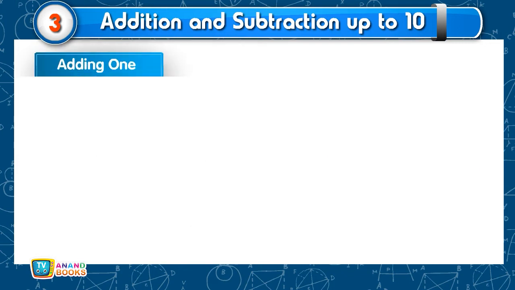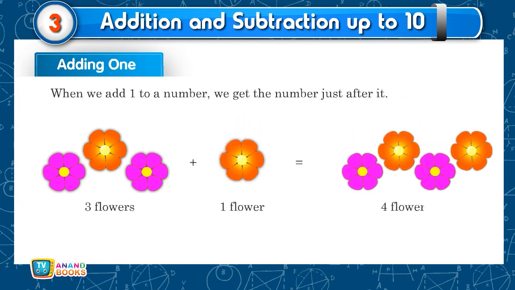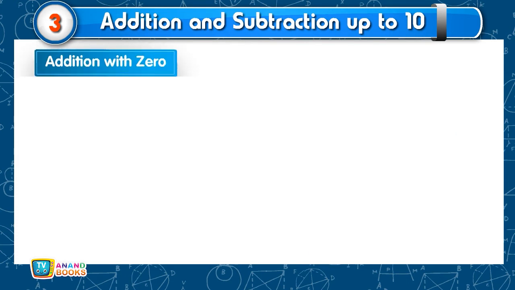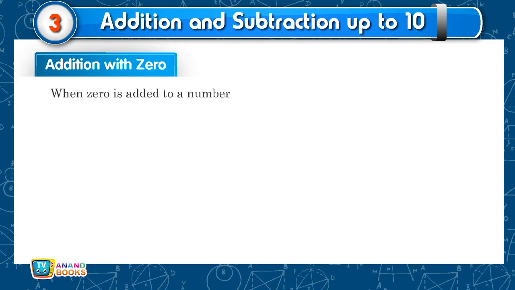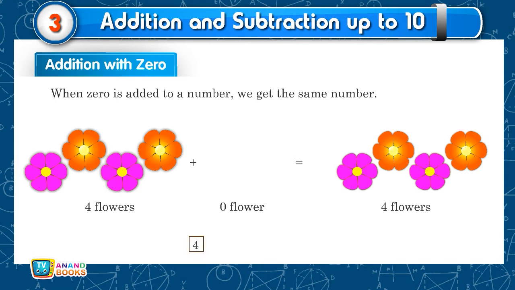Adding 1. When we add 1 to a number, we get the number just after it. 3 flowers plus 1 flower is equal to 4 flowers. 3 plus 1 is 4. Addition with 0. When 0 is added to a number, we get the same number. 4 flowers plus 0 flowers is equal to 4 flowers. 4 plus 0 is equal to 4.